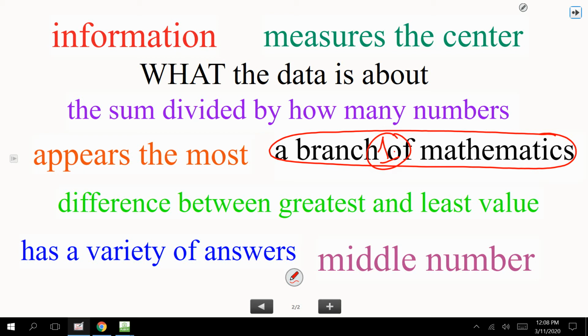Data. Number 2 says data. RJ, which one of these is data? Information. So number 2 is information. Okay? Information.